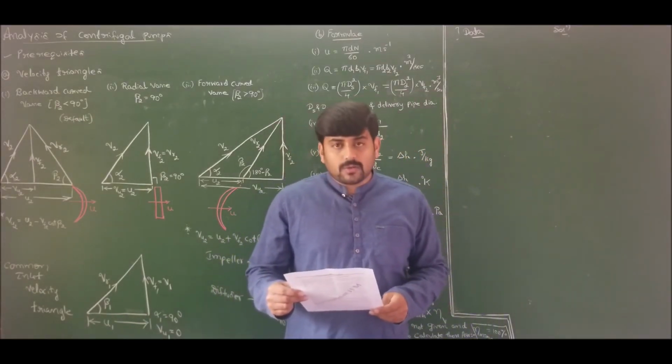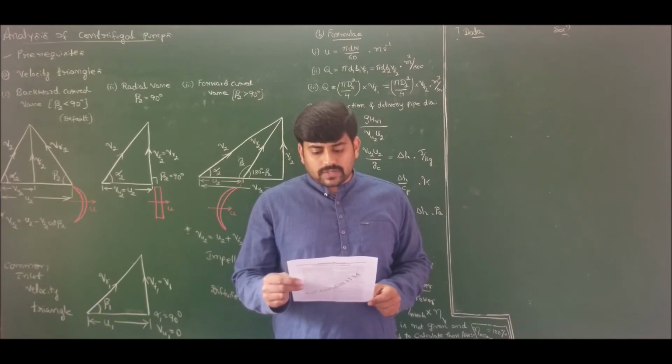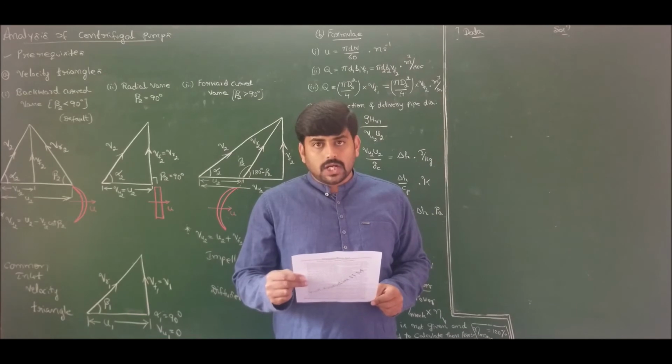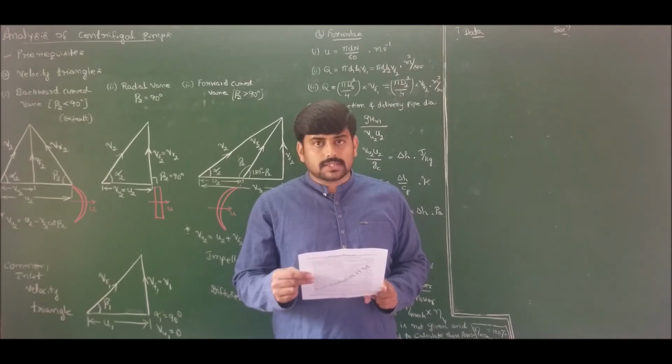Next, moving on to problem number 8. Problem number 8 states that the internal and external diameters of the impeller of a centrifugal pump are 200 millimeters and 400 millimeters respectively. The pump is running at 1200 rpm. The vane angle of the impeller at inlet is 20 degrees. Water enters the impeller radially and the velocity of flow is constant.